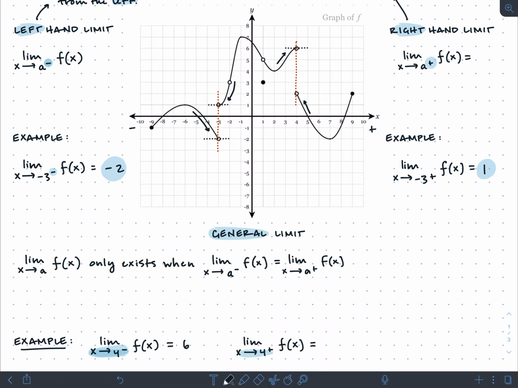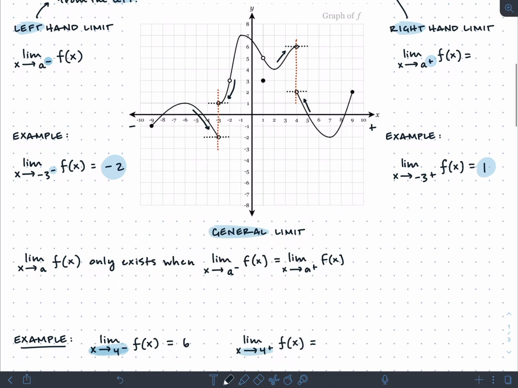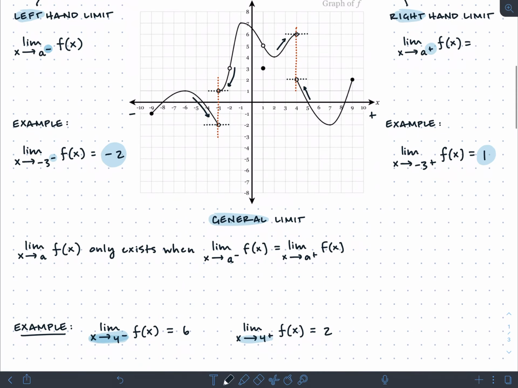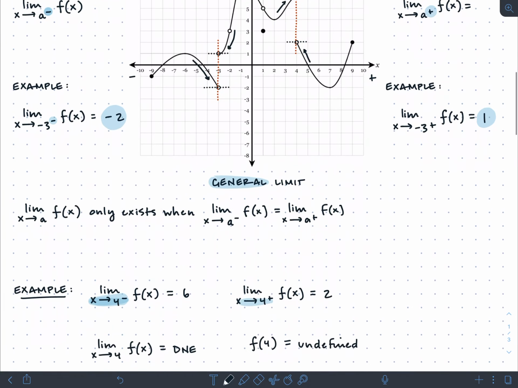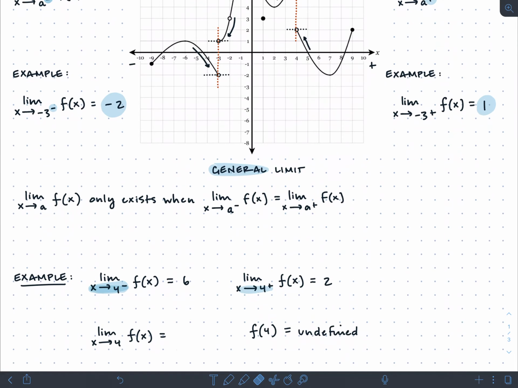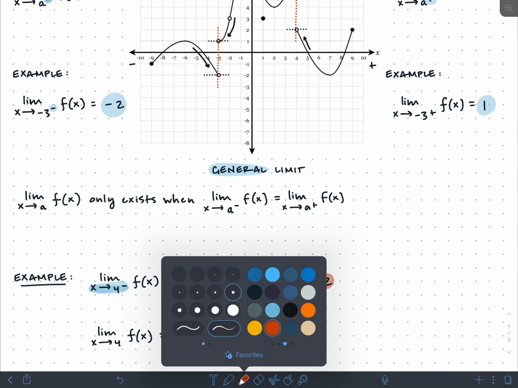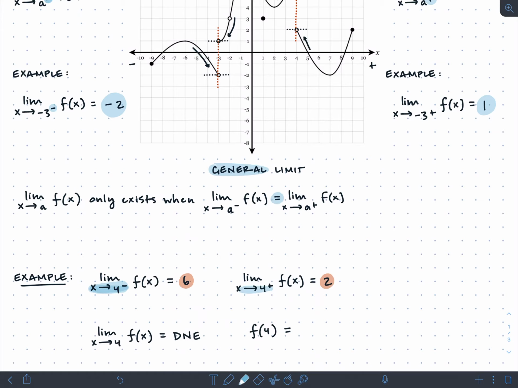So as I approach 4 from the right, notice that the y value I'm approaching is positive 2. Alright, so I have my left-hand limit equals 6, my right-hand limit equals 2. Got ahead of myself there. Shouldn't have put that, sorry. Anyways, since we have a situation where the left-hand limit and the right-hand limit are different, we are going to say that the general limit does not exist, DNE, because it only exists when those two things are equal.